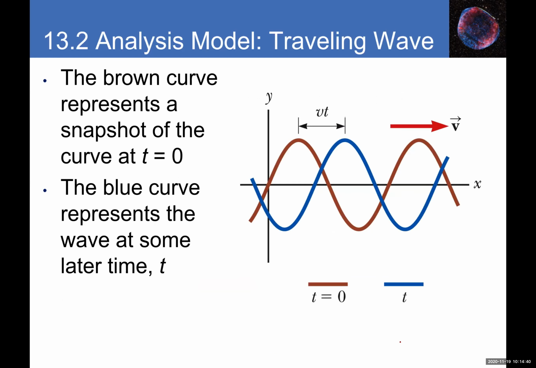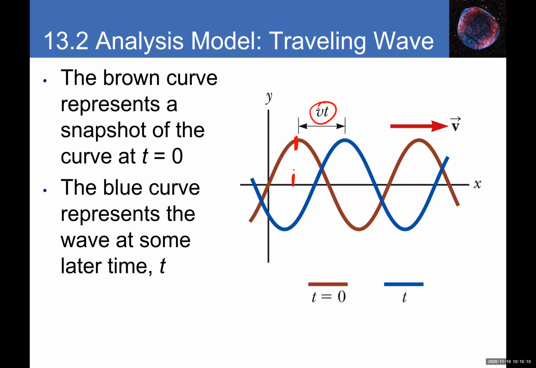All right, so now one thing we have here is you can show this in terms of a traveling wave. You can see the brown curve represents a snapshot of the curve at t equals 0. Basically this is at t equals 0. Let's look at, for example, a crest. The blue curve represents the wave at some later time t.